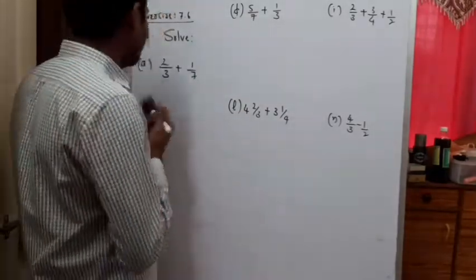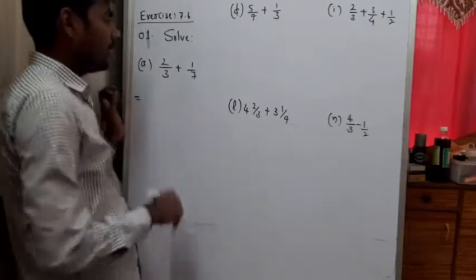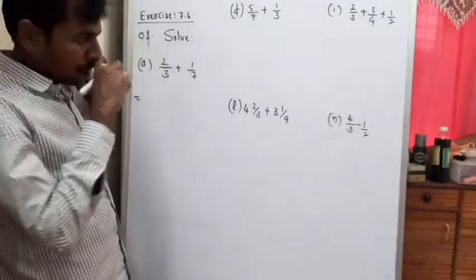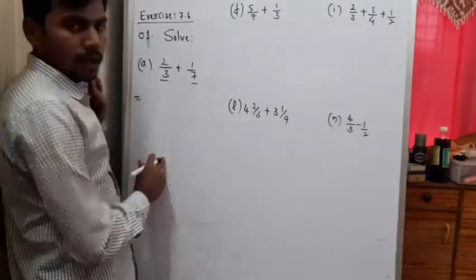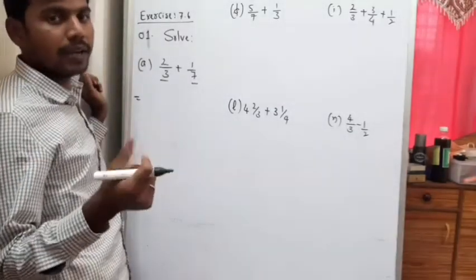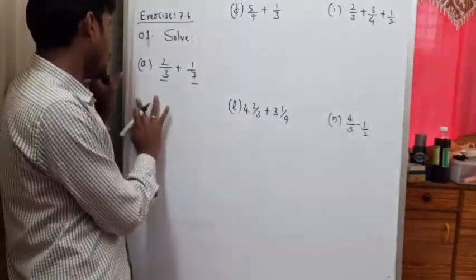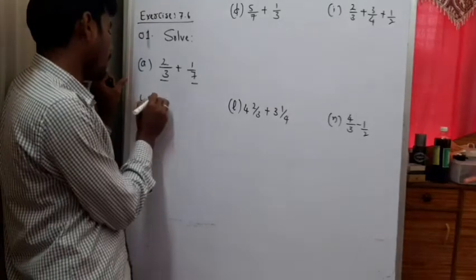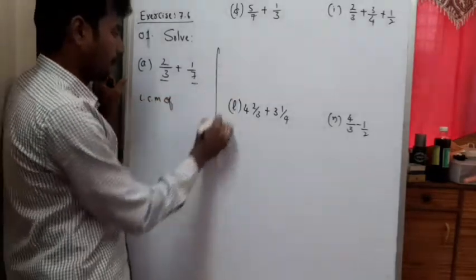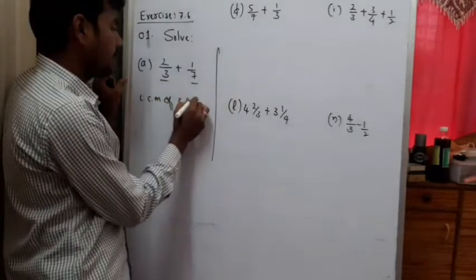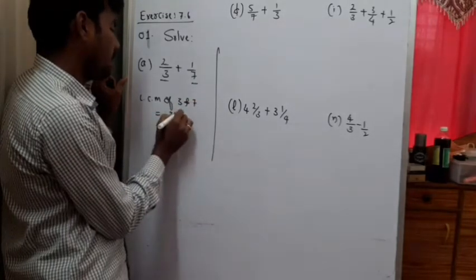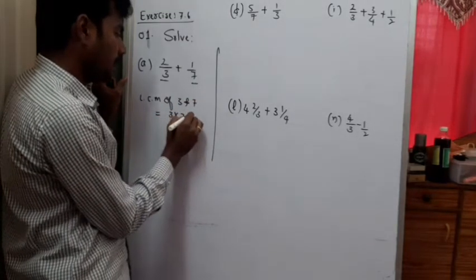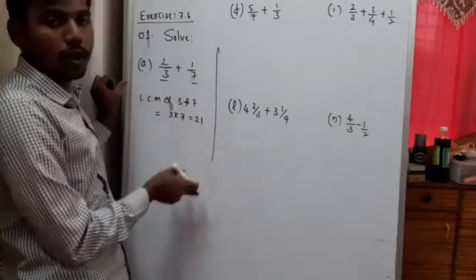First, 2 by 3 plus 1 by 7. Since 3 and 7 are co-prime because they don't have any common factor, the LCM of 3 and 7 is 3 into 7, which is equal to 21. Why? Because they are co-prime.